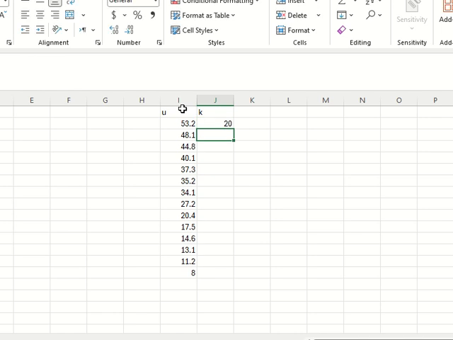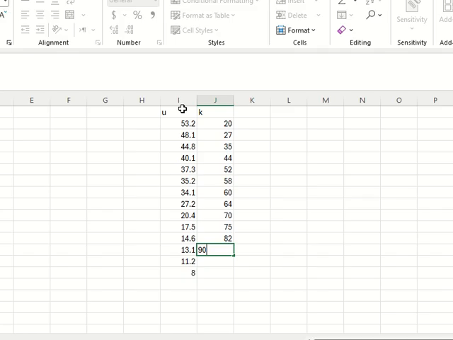And the density values are 20, 27, 35, 44, 52, 58, 60, 64, 70, 75, 82, 90, 100, 115. Okay.